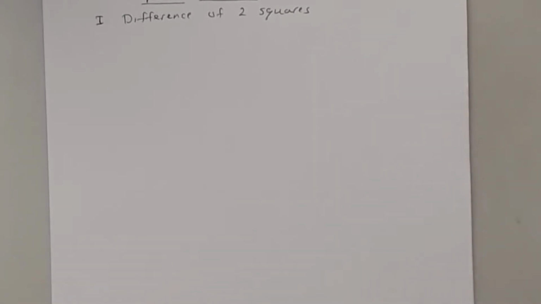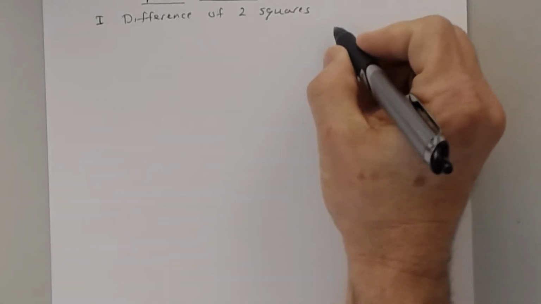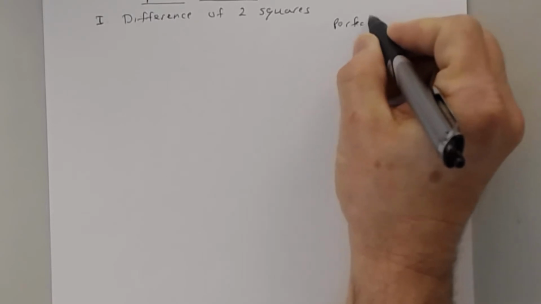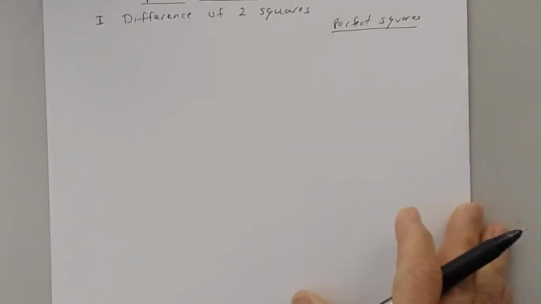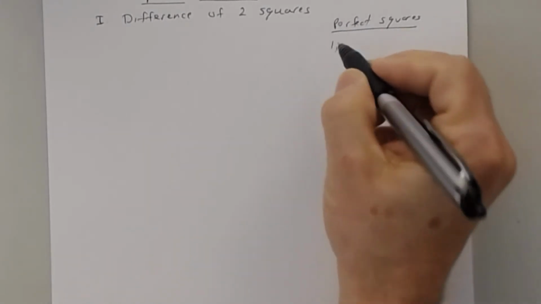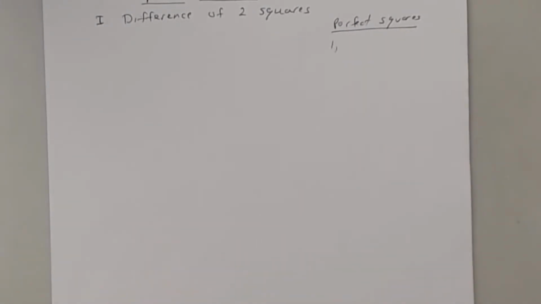So these are your perfect squares. You need to know perfect squares for these. So your perfect squares. So the smallest perfect square is 1. We mentioned that last class period. What's the next perfect square?